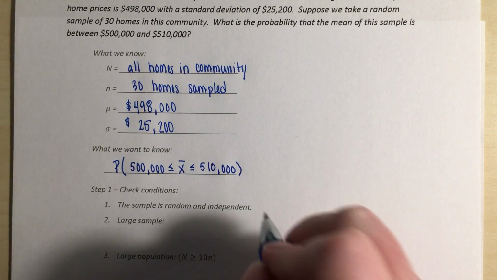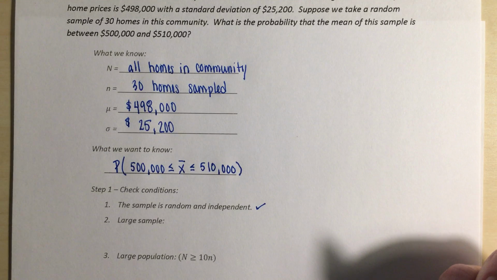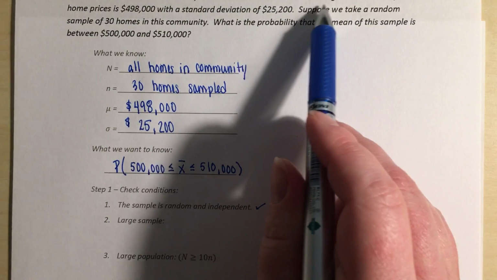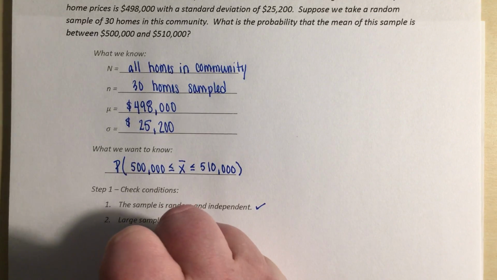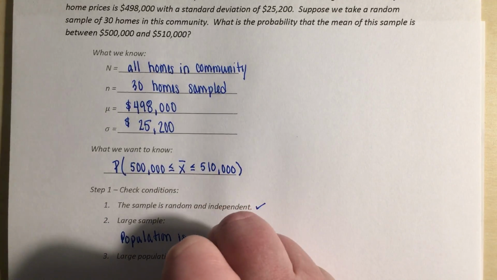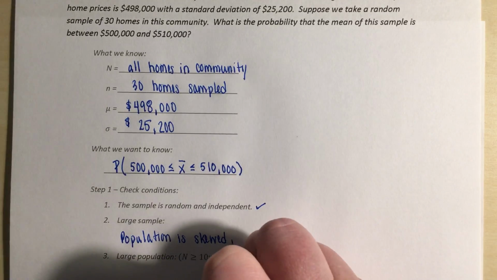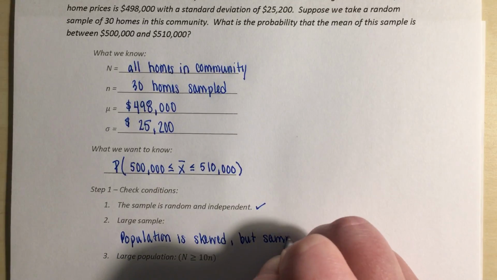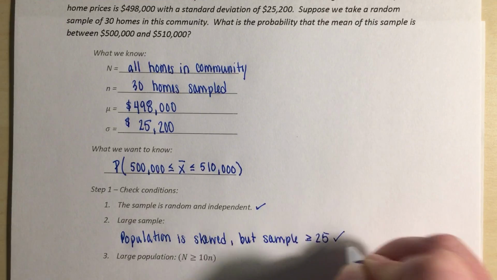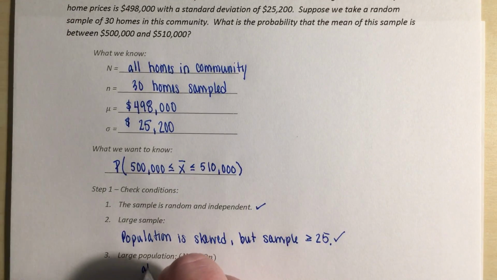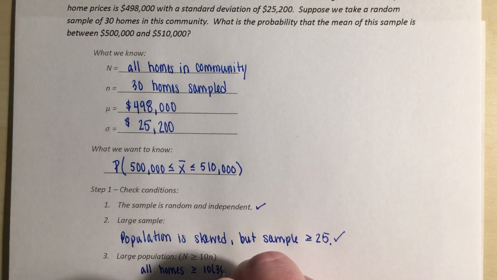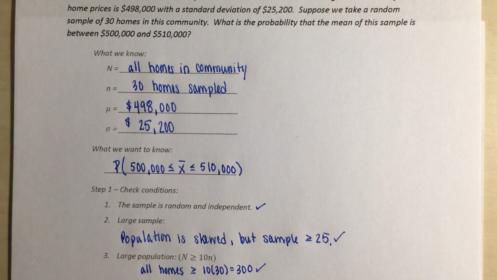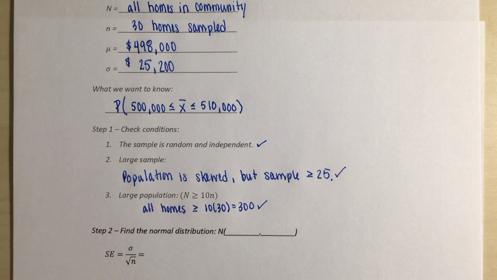All right, so our sample is random and independent. Yes, it is. Our sample size is at least 25. Yes, we have a skewed right population, but our sample size is large enough. So we'll say population is skewed, but our sample is greater than or equal to 25, so we are okay. All homes in the community is greater than or equal to 10 times 30, which is 300. We will assume, again, since we're not told otherwise, that there are at least 300 homes in our community.